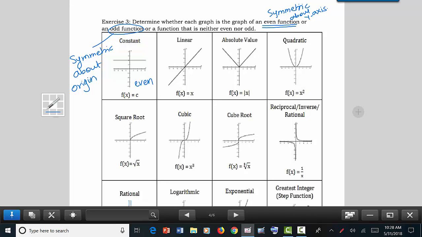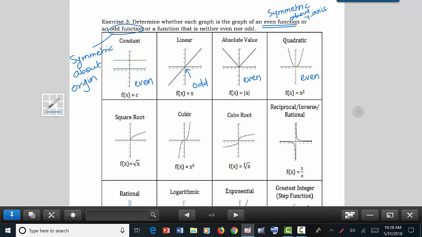This function is symmetric about the origin, that's why it is an odd function. This function is symmetric about the y-axis, that's why it is an even function. Same story, this is also an even function.